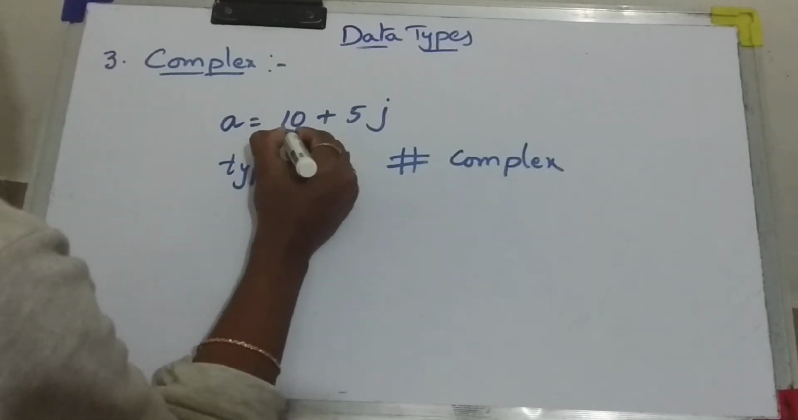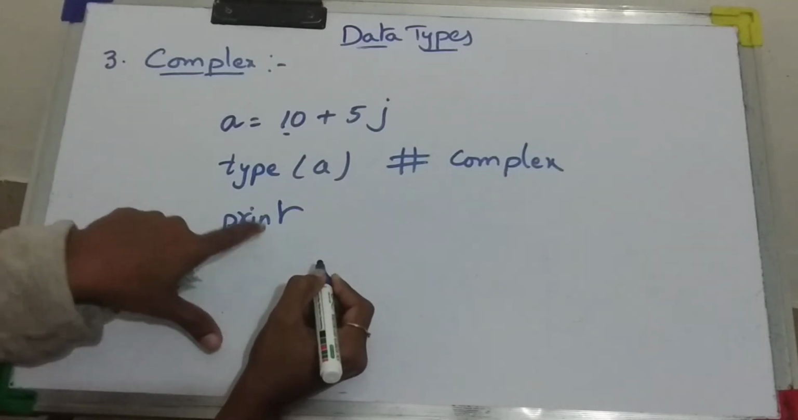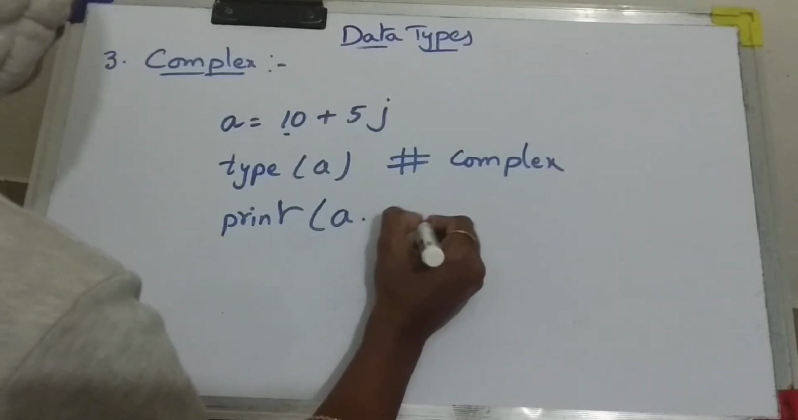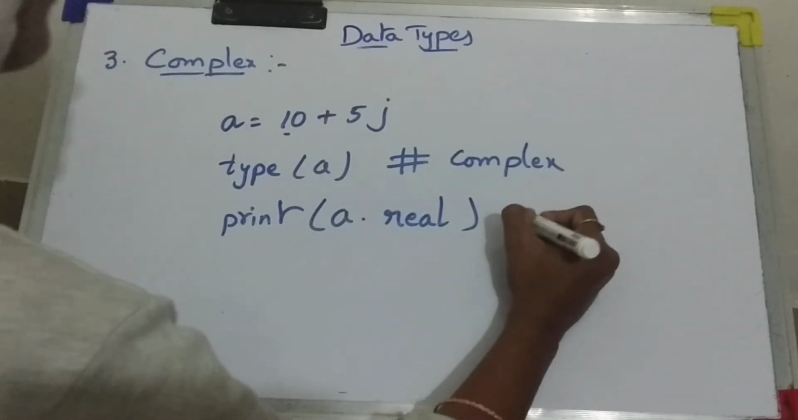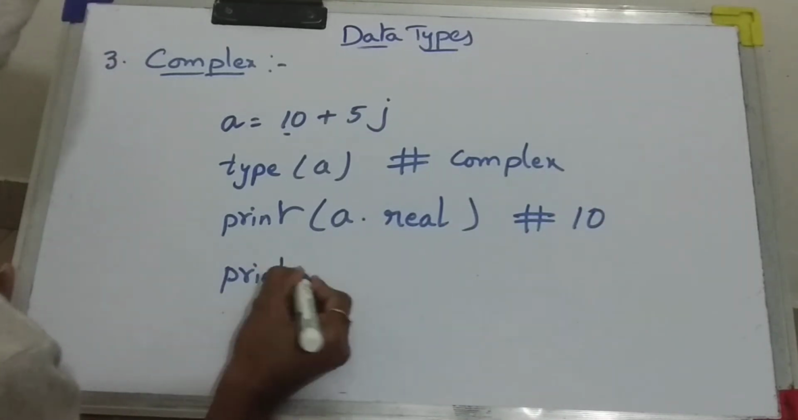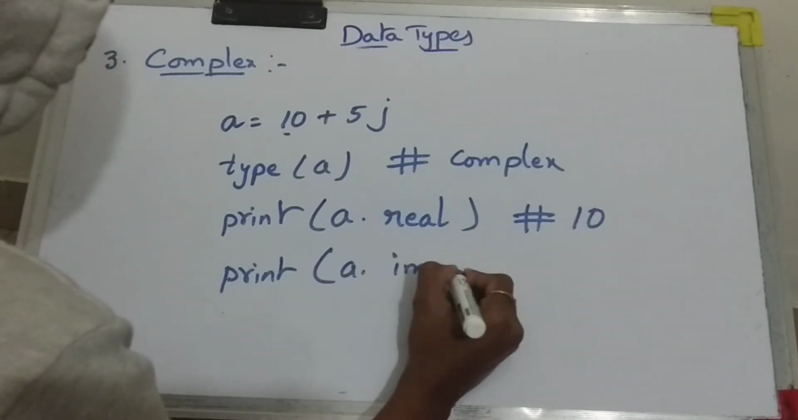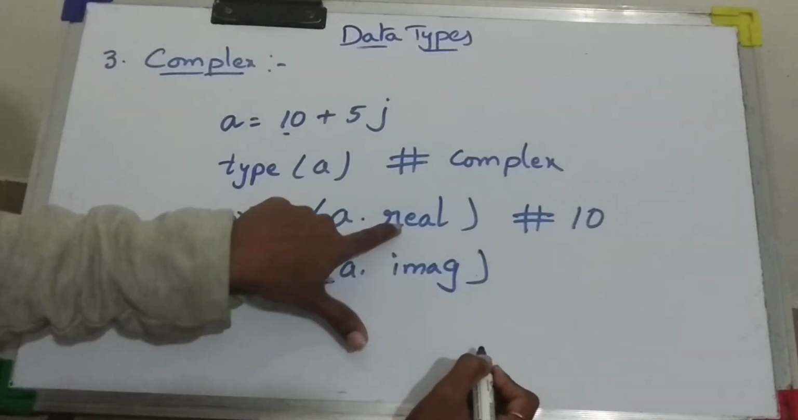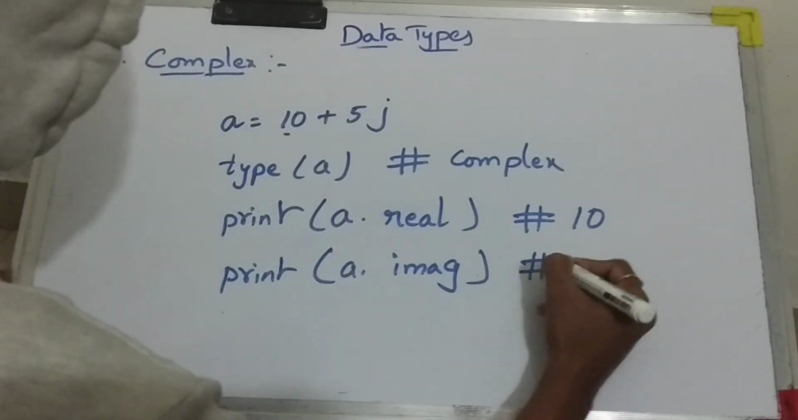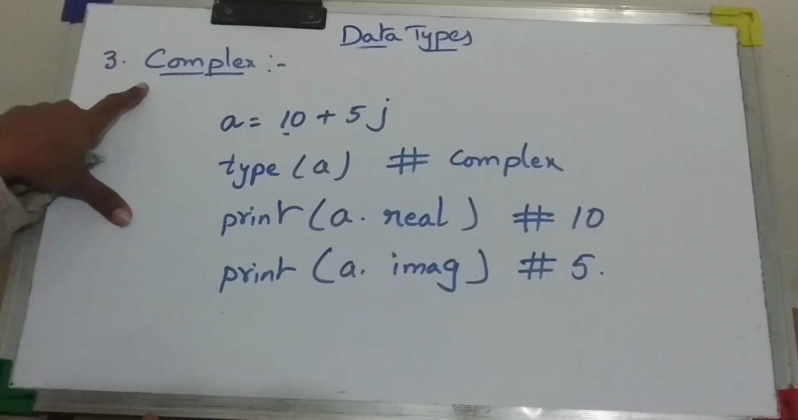How to get the real value? Print is an inbuilt function in Python. Print A dot real, we will get the answer 10. And print A dot imag, we will get 5. Real and imag are inbuilt variables in Python. This is overall complex data types.